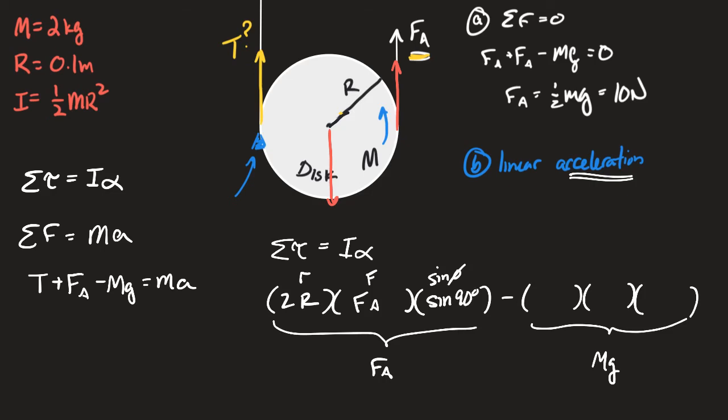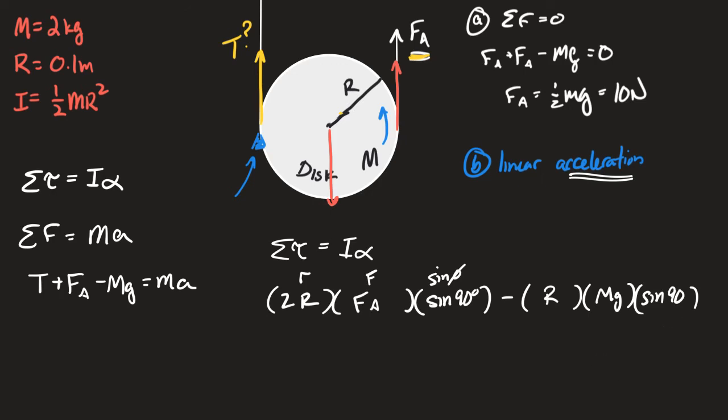On the other hand, we're going to have R here, because the center of mass is at the center of the disk, times mg times the sine 90. Any question about that? Because that's going to have to equal I alpha. But herein lies the problem with doing it this way.